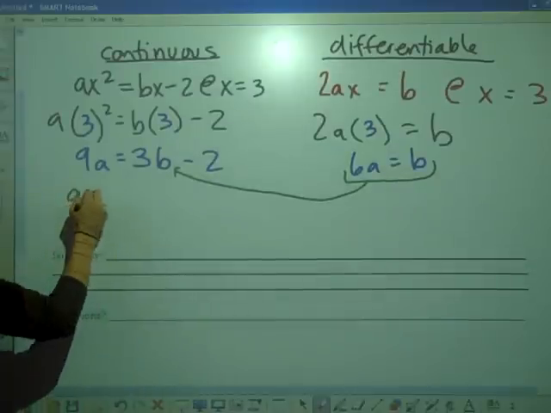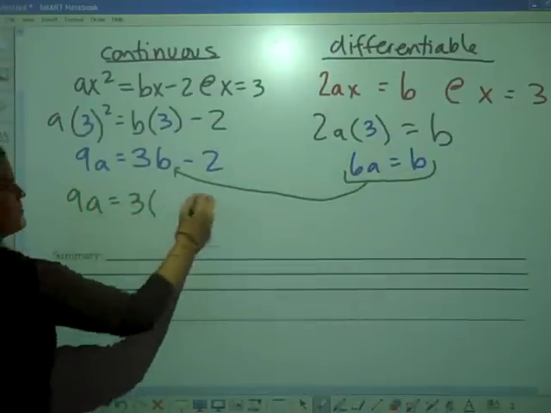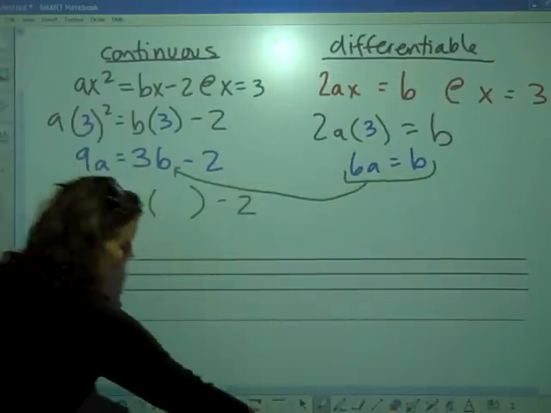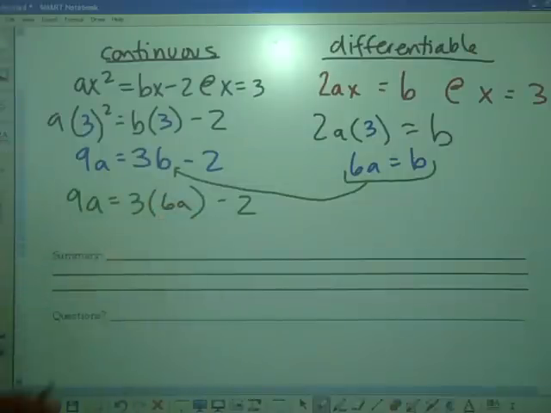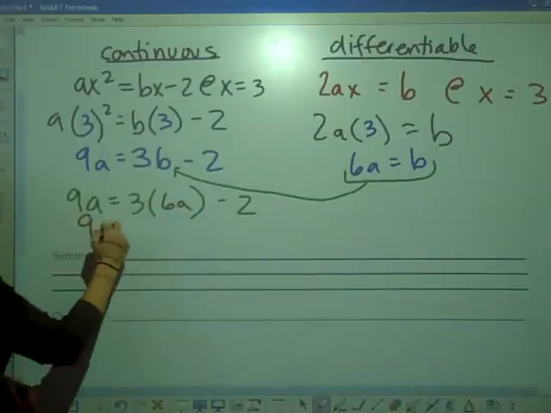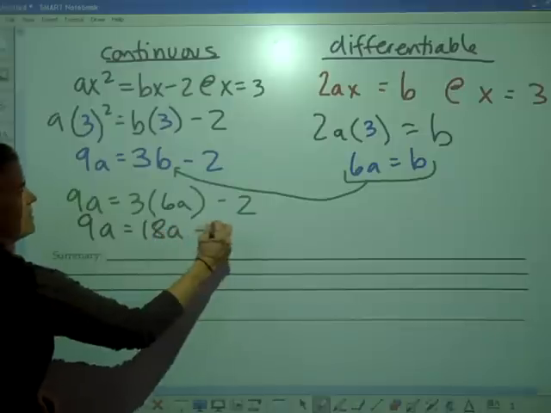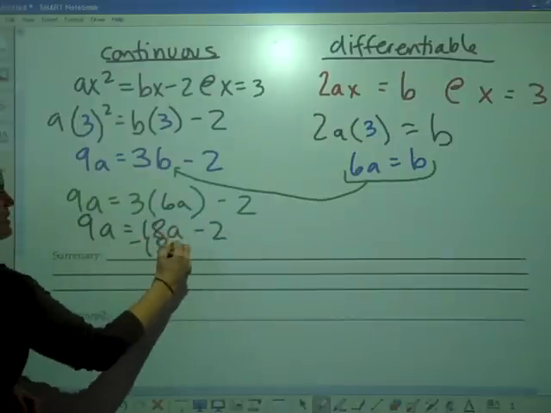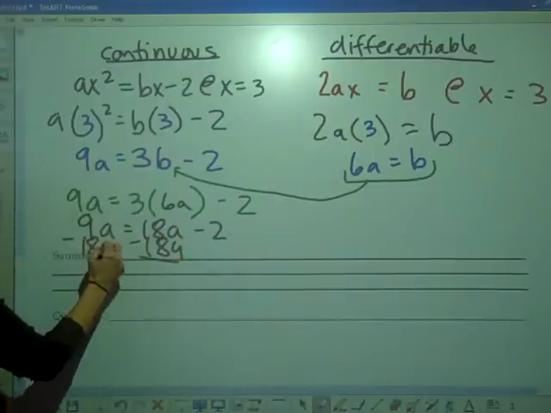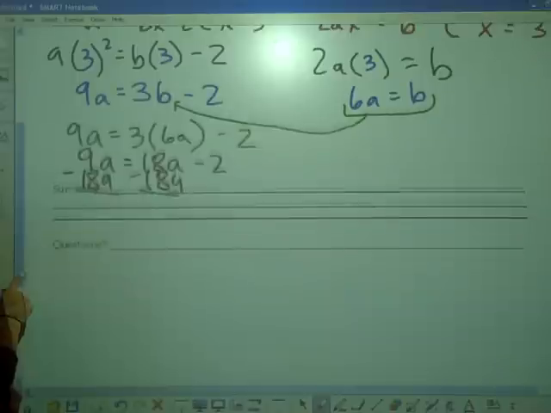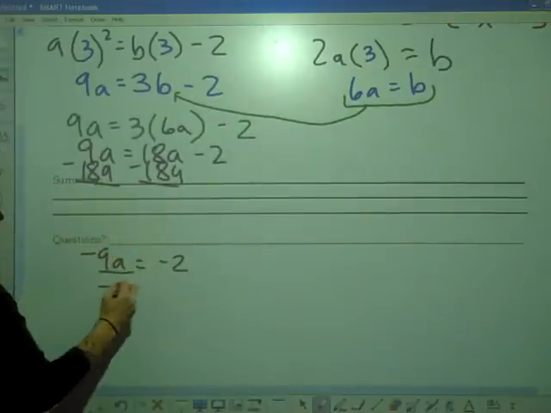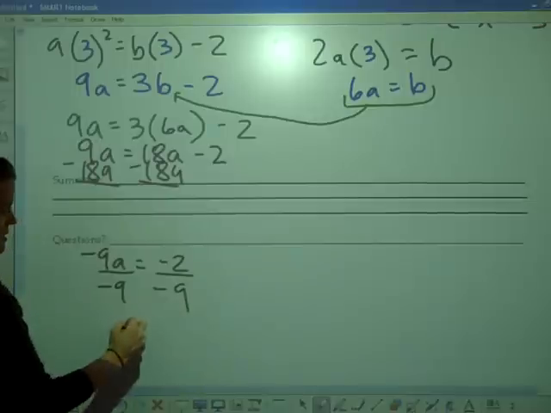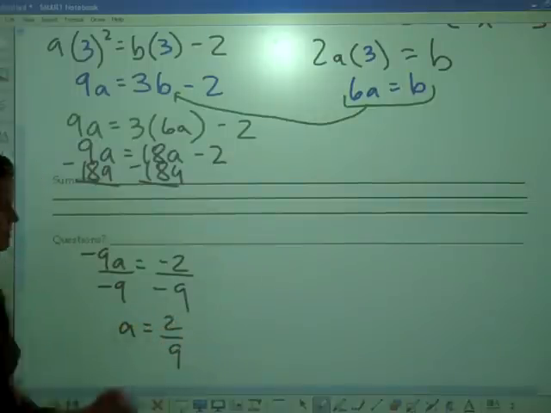So I'm going to get that 9 times a would equal 3 times whatever b is, minus 2. And b happened to be 6a. So now I have one equation with just a's in it. So I have 9a would equal 18a minus 2. Subtract 18a from both sides. I have negative 9a equals negative 2. Divide both sides by negative 9, and I get a equals 2 ninths.